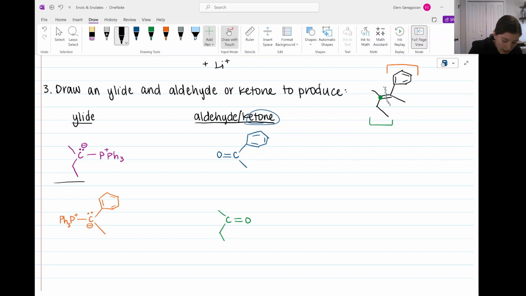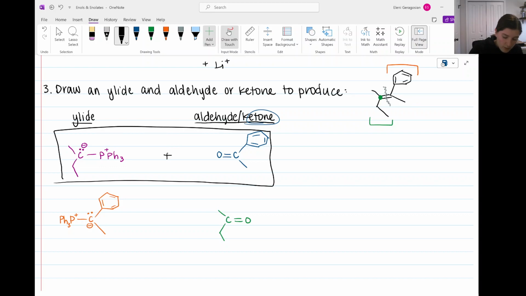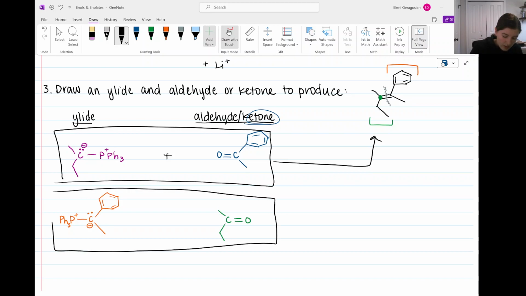So both combinations work. This combination of ylide and ketone would produce this product, and this combination of ylide and ketone would also produce this product. We have a new carbon-to-carbon pi bond forming, not in the same location, but this would produce the same final molecule. The carbon chains coming off of the carbons that are part of the pi bond can come from the ylide or from the ketone, as long as you're matching up those groups properly, you'd form this final product.